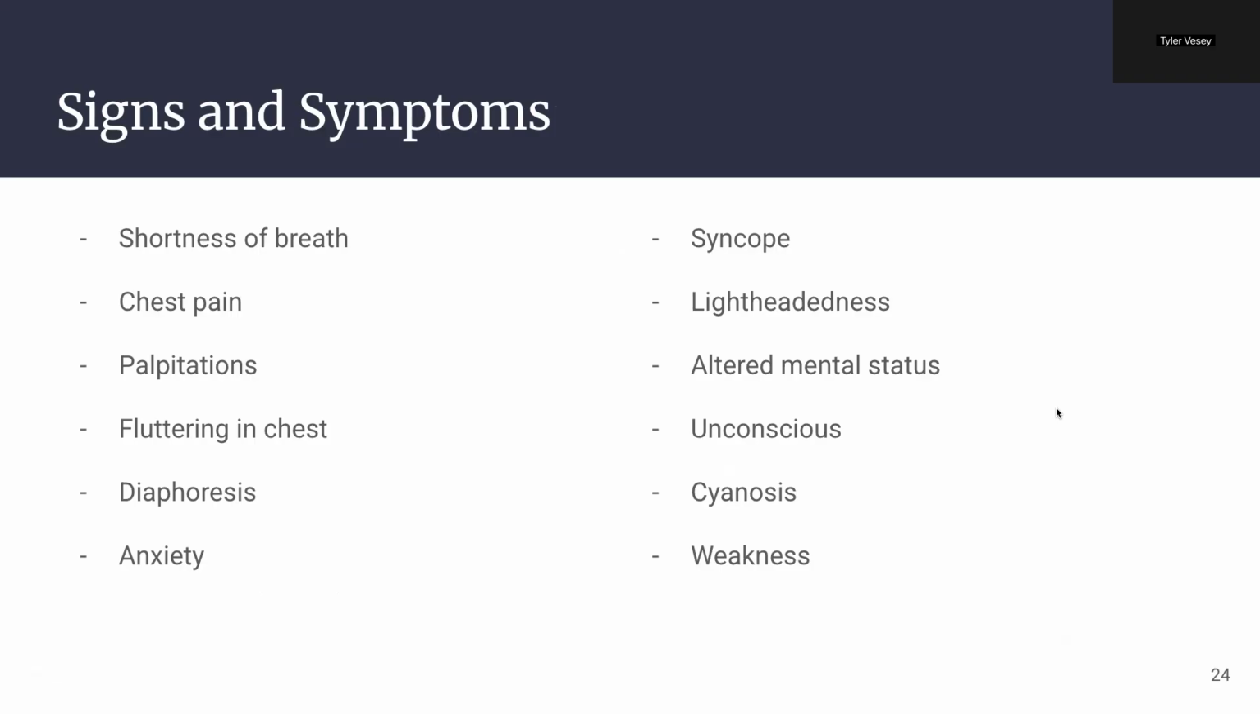Some common signs and symptoms we see with these tachyarrhythmias: shortness of breath, chest pain, palpitations, fluttering in the chest. People can be diaphoretic, have lots of anxiety. They can pass out, feel like they're going to pass out, or be lightheaded. Altered, definitely unconscious, cyanotic, weak. These are all signs and symptoms where if someone is complaining of this, make sure you pay attention to the rate when you're gathering vital signs.